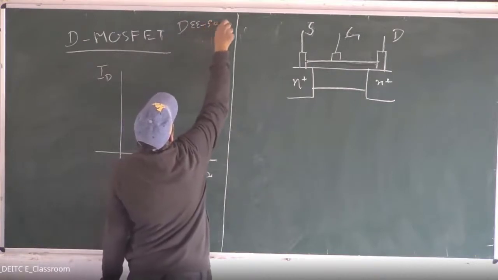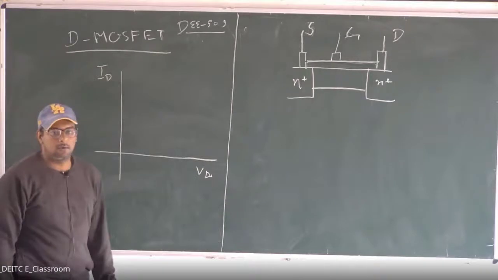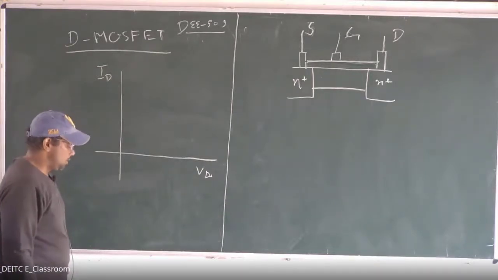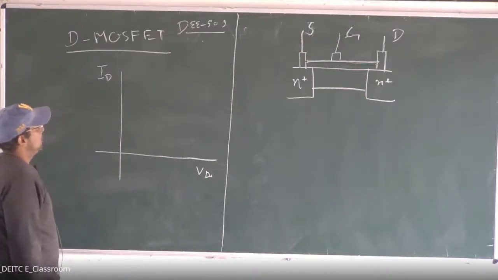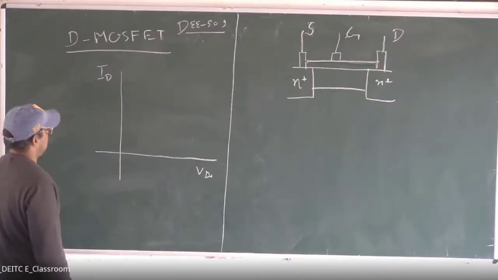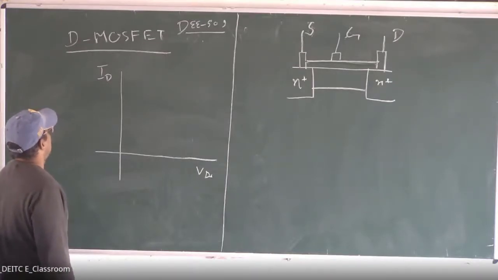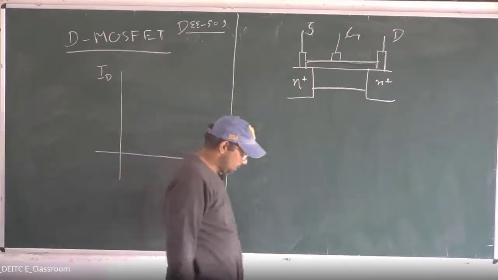In this lecture, we shall finish the discussion on MOSFET. In the previous lecture, we discussed the metal oxide semiconductor field effect transistor. We discussed the characteristics of the MOSFET in depletion mode. And let me recapitulate everything that we have discussed in the previous lecture.